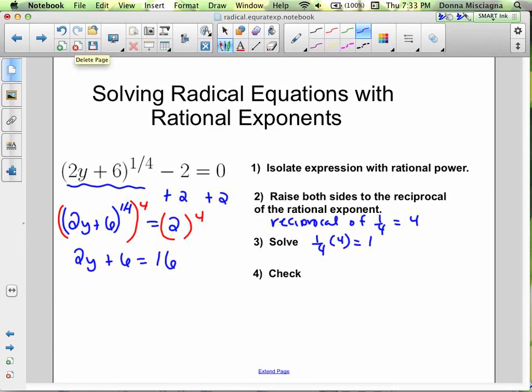So the solving on these, the hardest thing is maybe raising to the reciprocal power. And that wasn't that hard, was it? No. But now the solving, that's pretty easy. We're going to subtract 6. We got 2y equals 10. And then you're dividing 10 by 2. How much easier could that be? Y is 5. So let's check our solution.